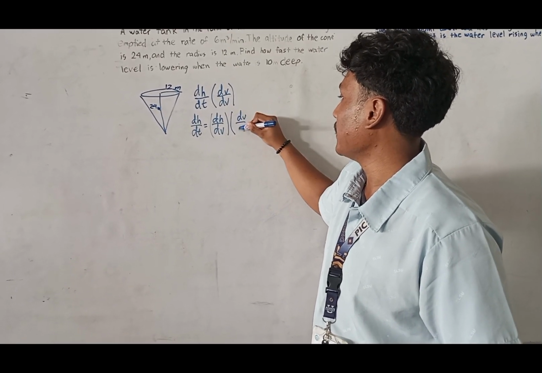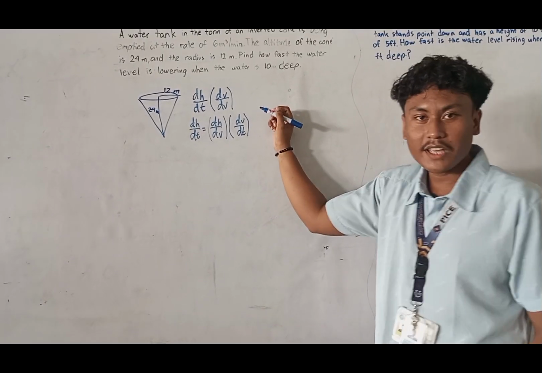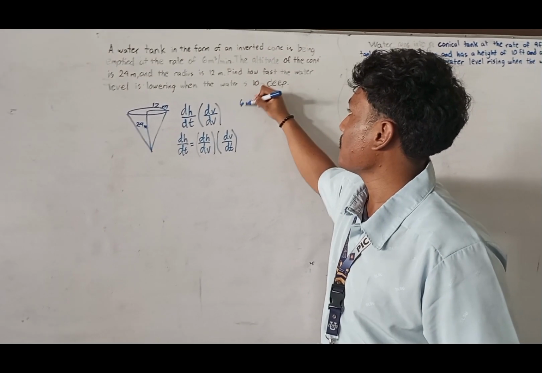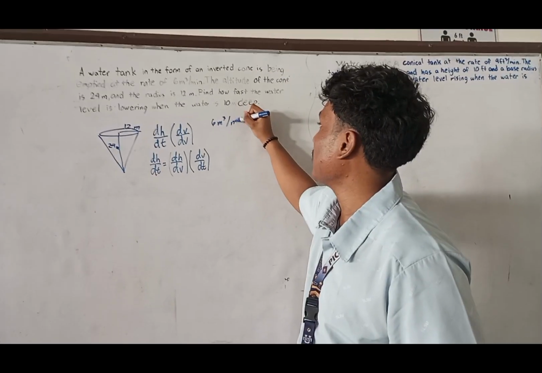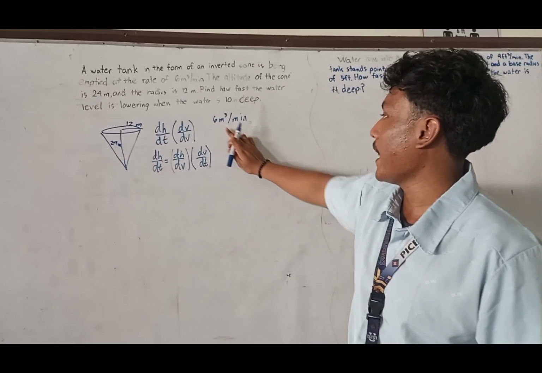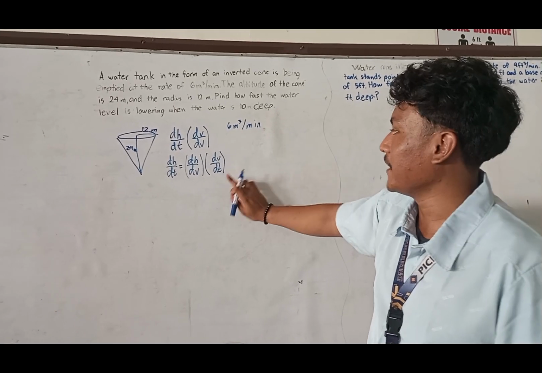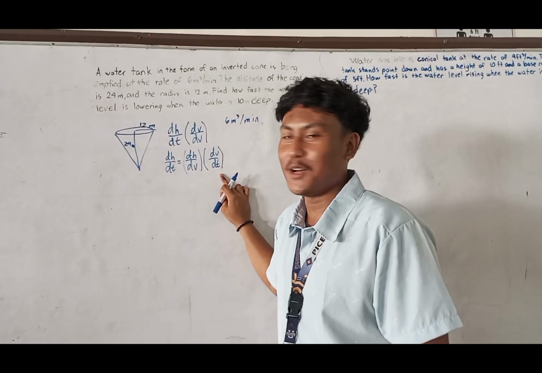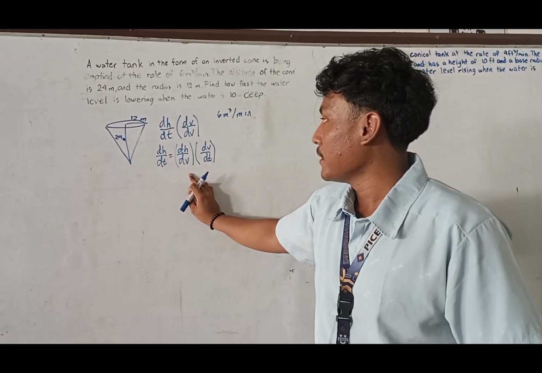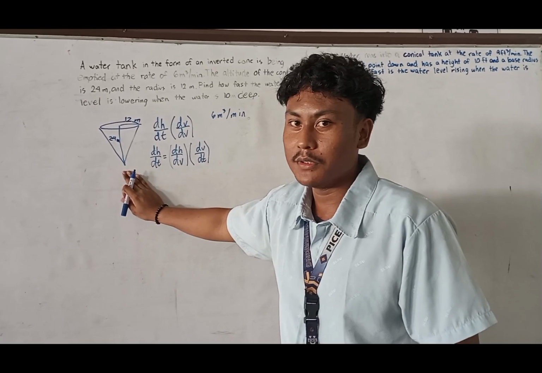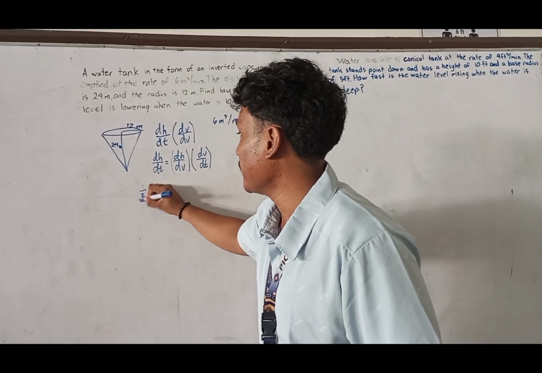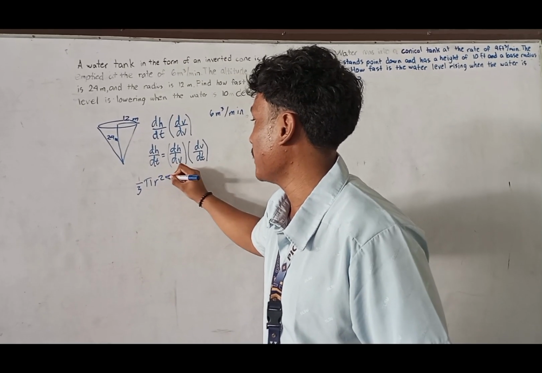Okay, from the problem, we already have the 6 meters cubed per minute. That talks about the volume and time. We already have that in here. So what we need left to solve is the dh over dV. We can solve this from the problem here, the cone. The volume of a cone is 1/3 pi r squared h.